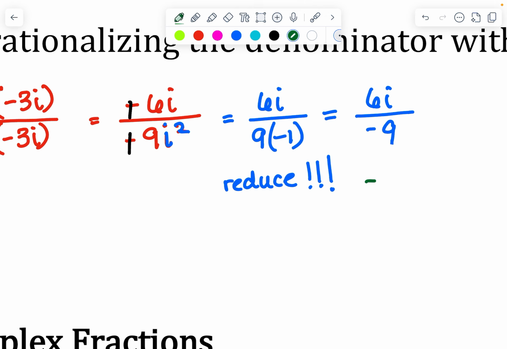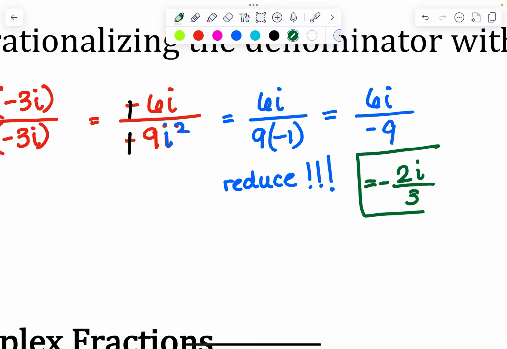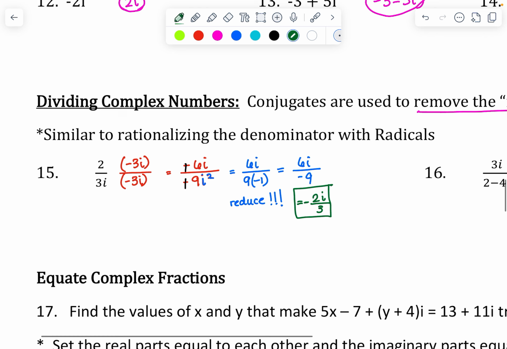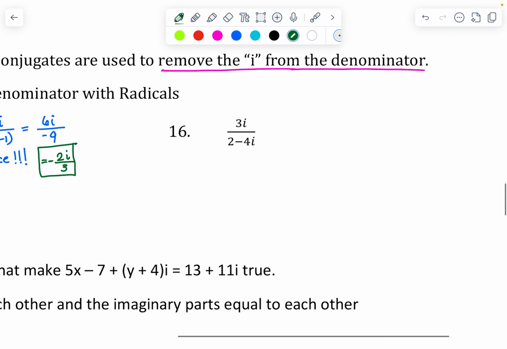And you should get, reduce it by 3, you get negative 2i over 3. And there's no more imaginary number in the denominator, which is what we wanted. Take a look at 16.